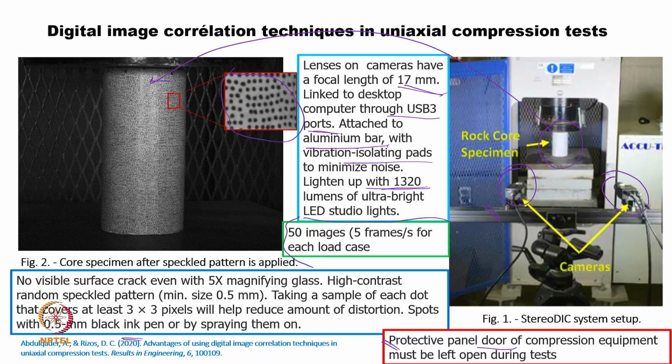And then what they calculated, they found something like 5 frames per second, and for each dot they take around 50 images. That means whatever load condition they apply, they keep the same load for 10 seconds or maybe one more second, and then they capture the 50 images. So the results are fine.